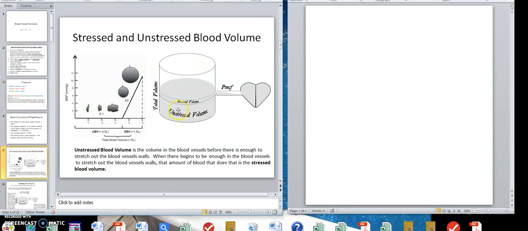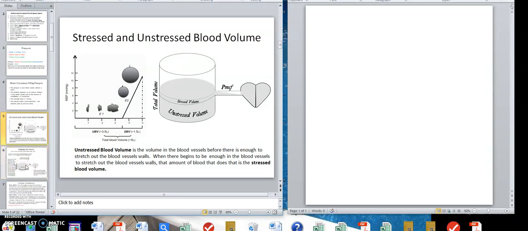So that volume, I'll go over here. The heart's not working, let's say. Don't have a heart. Take that out. So this unstressed volume would come up to, let's say, around 3. Then I'd start stretching the walls of the pipe out, and that would be that stressed volume. So anything over around that 3 or 3.5 would be stressed, because I'm pushing the walls of the pipe out. And that's what I'm going to call stressed and unstressed. Unstressed blood volume is a volume before there's enough to stretch out the blood vessel walls. Okay, so that's what we'll say there.